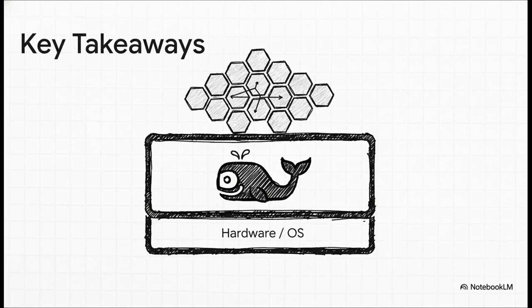WebAssembly gives you a universal, secure, and super lightweight binary. Docker gives you a universal way to package and run things. They're not fighting for the same spot. They're actually solving the portability problem at two different levels. They complement each other perfectly.